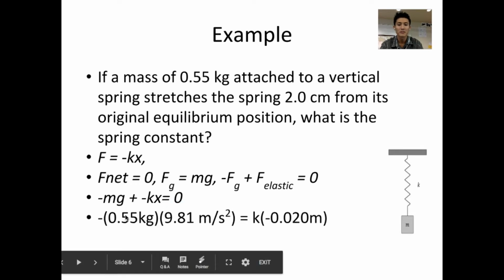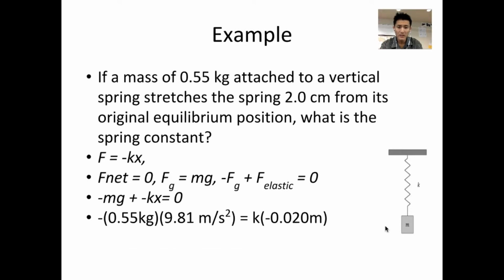Once I do that, I get this equation. I plug in all my numbers. Notice I have 0.55 kilograms as the mass, negative 9.81. The negative's up there, I just took it out of here, but you could just leave it as negative 9.81. That's going to be equal to k, which is positive because I added it to the side, times, and notice I stretched it downwards here, so negative 0.02 meters. So you calculate for that. K should be equal to 270 newtons per meter. That is the spring constant for this problem.